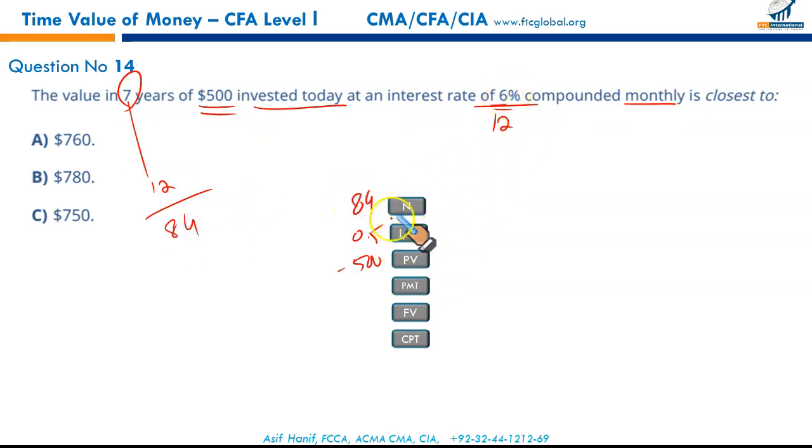Interest rate on a monthly basis is 0.5. Payment to be made, single payment. It's not a repetitive payment. It's a single payment invested now. What will be its future value? Simply punch it in your calculator, and you will get your result. And I'm sure most of you got it absolutely right. That is 760. Very good.